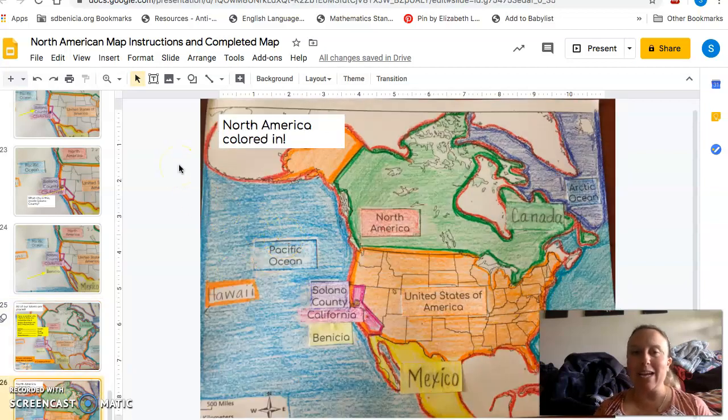All right, last one. Here it is, my entire North American map all colored in. I hope you've enjoyed your geography lesson for today, and you've learned a little bit about our continent of North America.